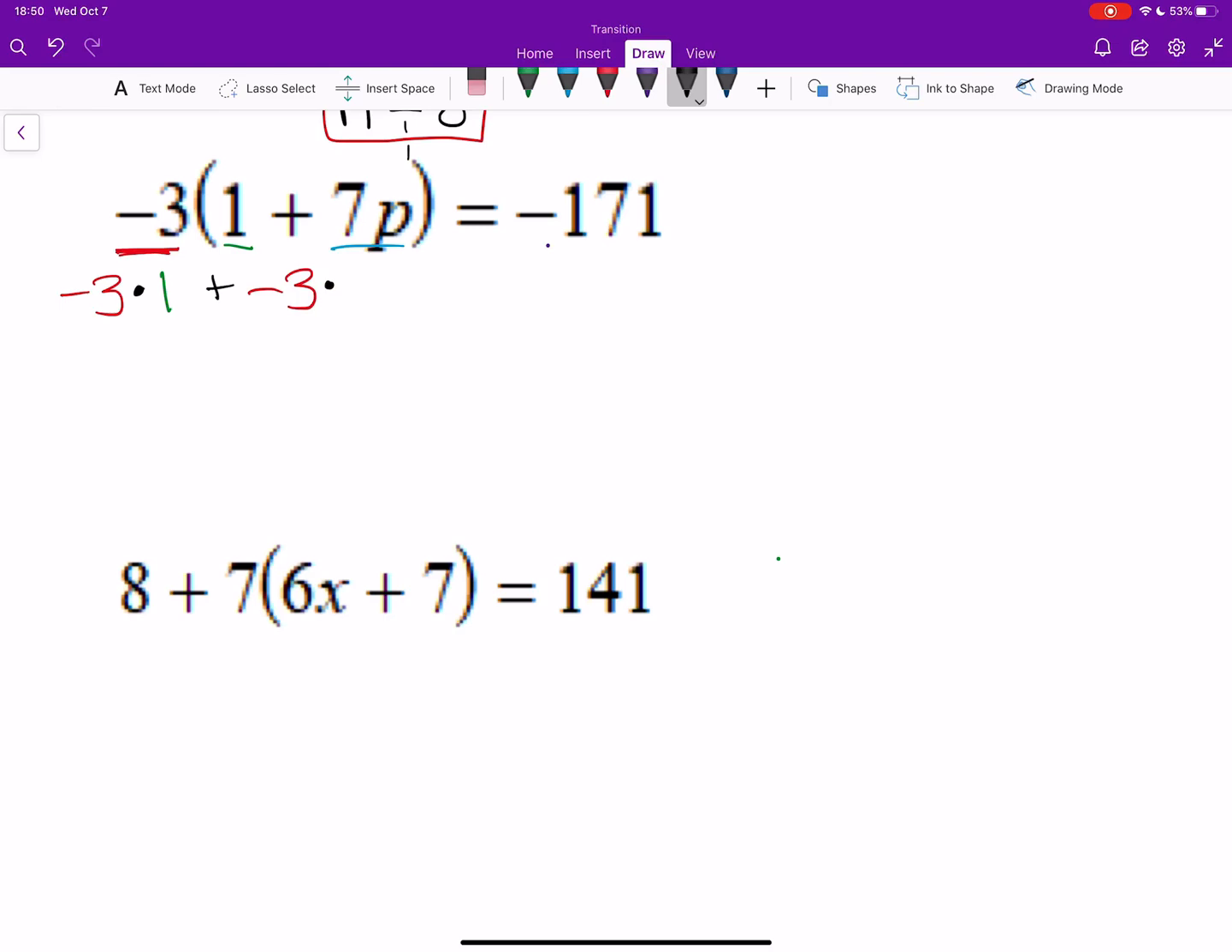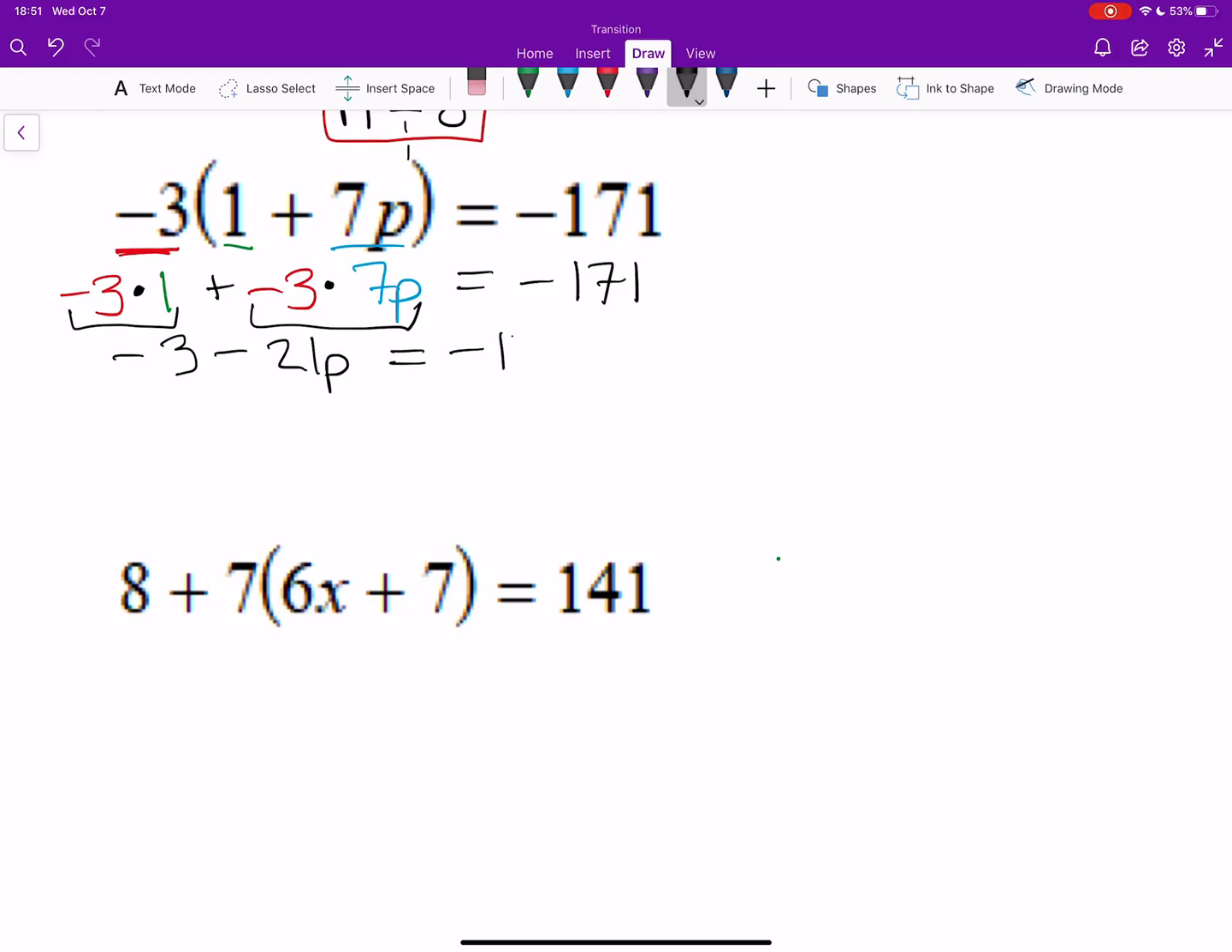It's especially helpful when we get multiple pieces, like we have 3 or 4 things to distribute inside the parentheses. Then negative 3 times 7p. Bring down my equal sign. Bring down my negative 171. Okay, next line looks like this. I got to do negative 3 times 1, which is negative 3. Negative 3 times 7p, which is negative 21p. I could put a plus sign there if I wanted, but I'm just going to clean it up and just put minus 21p.